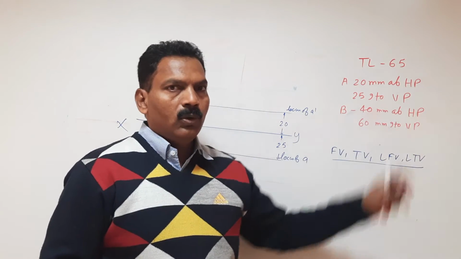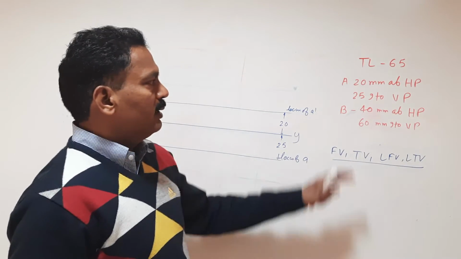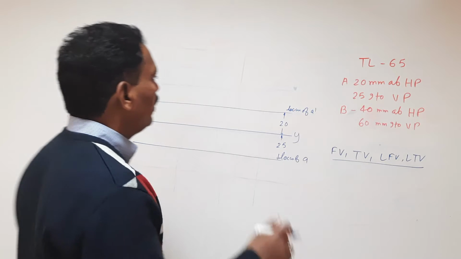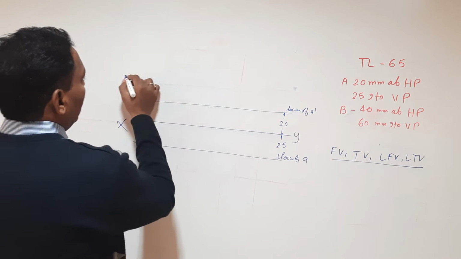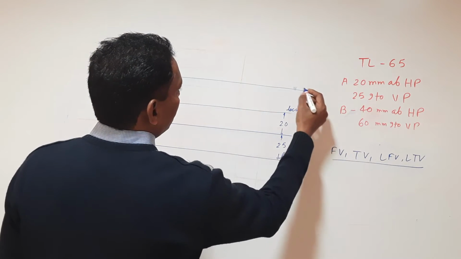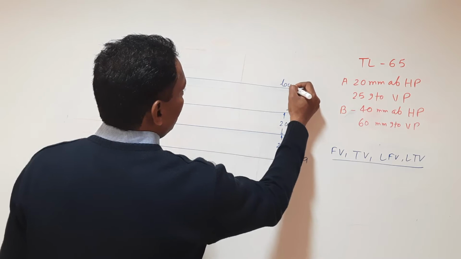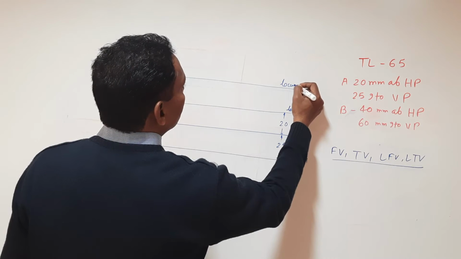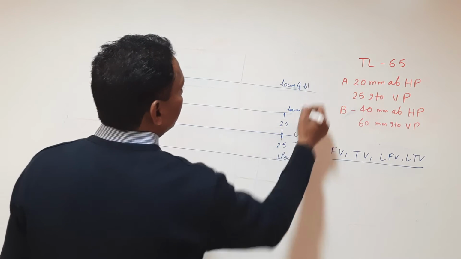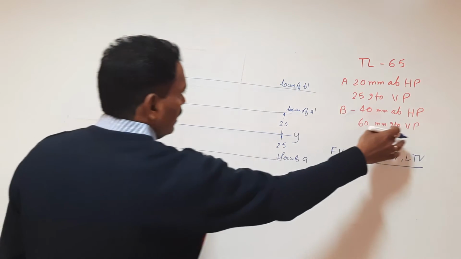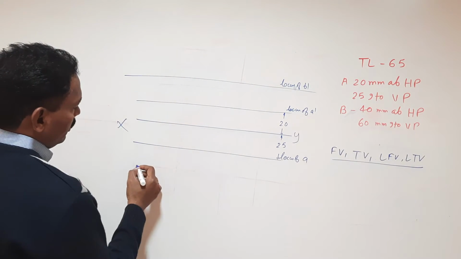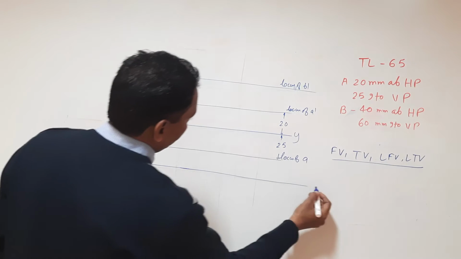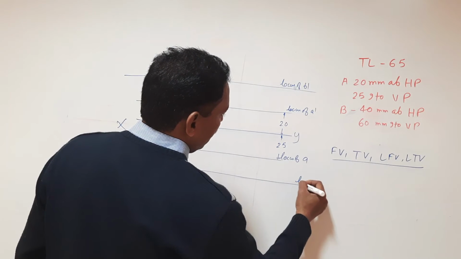Similarly, we can also draw the locus of point B. As it is given 40 mm above HP, you can draw a line at a distance of 40 mm. It becomes the locus of B dash. And as it is 60 mm in front of VP, you can draw a line at a distance of 60 mm. It is the locus of B.